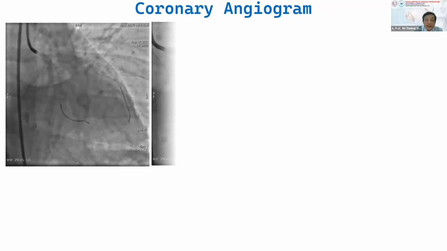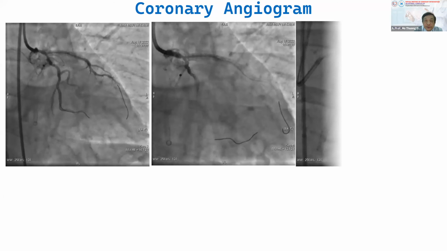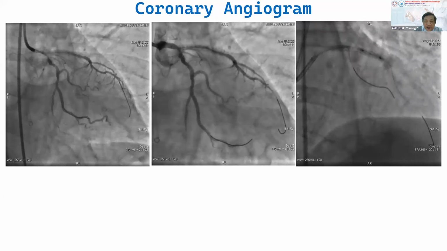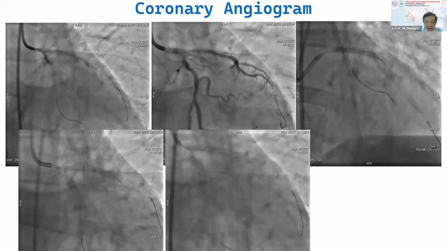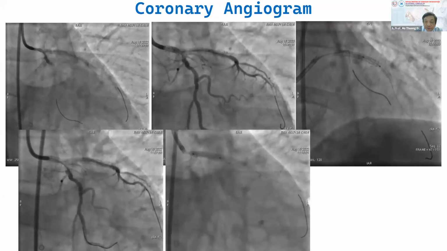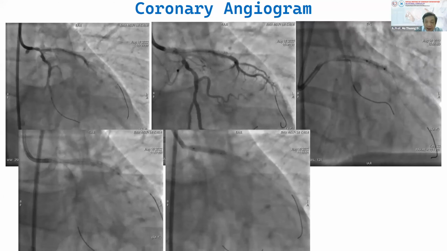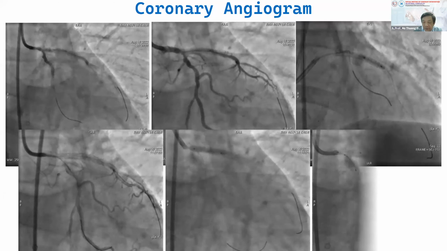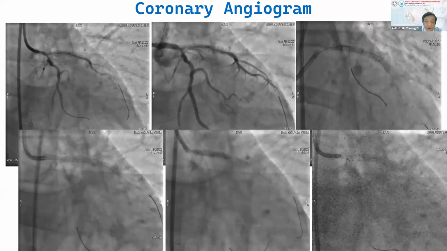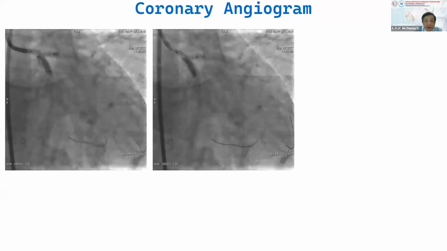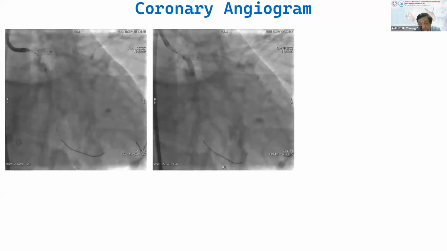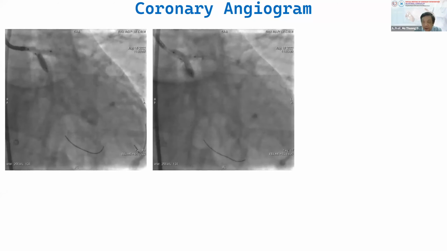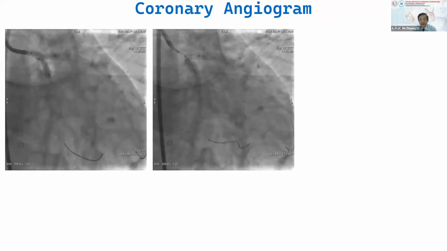About the LAD, first I use the cutting balloon and scoring balloon to prepare for in-stent stenosis. And I prepare for stenting of the bifurcation of the distal LAD. And when I look at the IVUS, the distal segment of the stent is okay, no restenosis and no under-expansion.